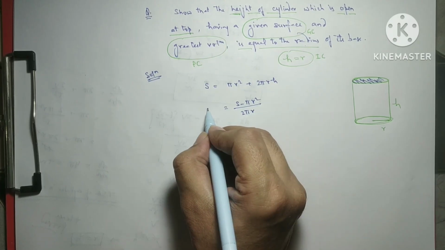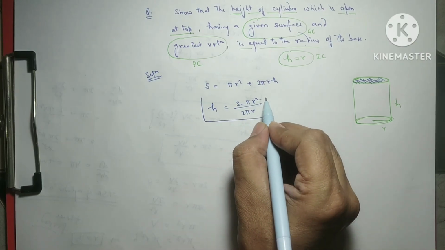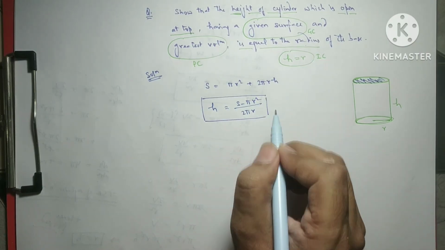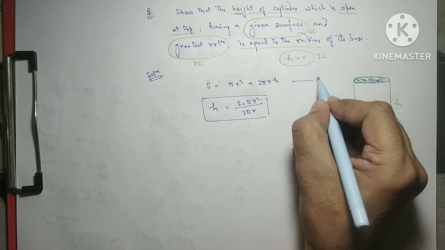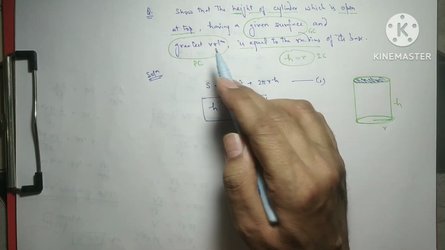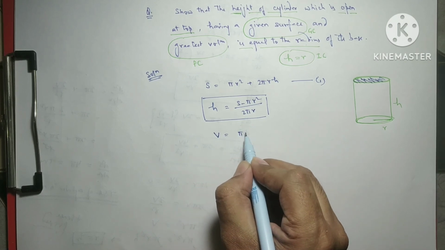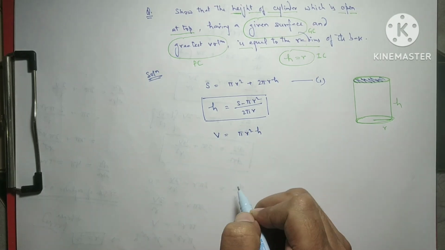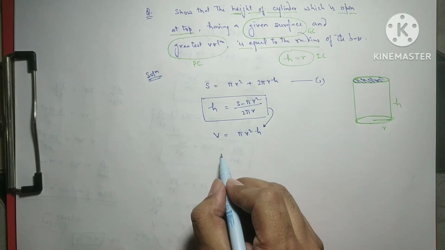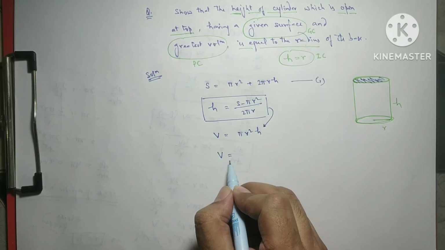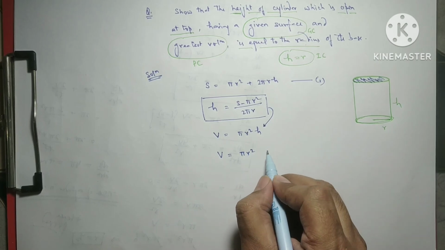So it is the value of height in terms of r. So the second proving condition is volume. So volume of cylinder is pi r square h. So we put this value in this expression and convert the volume expression in terms of radius.